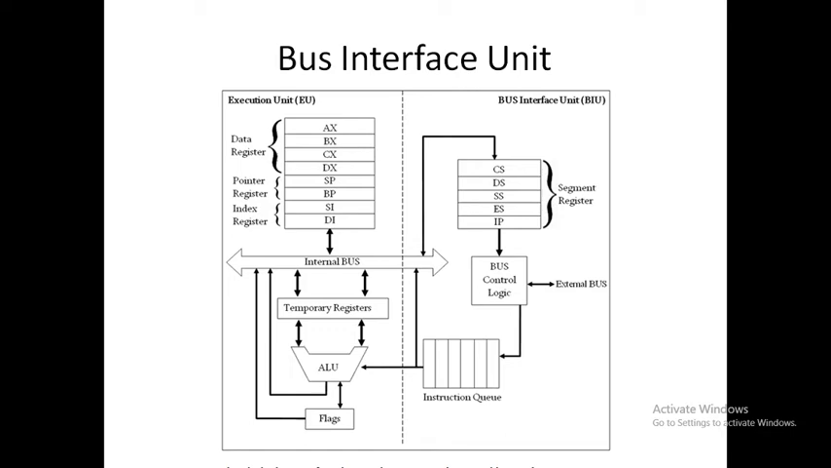This instruction pointer in the 8086 microprocessor acts as a program counter. Program counter, in 8085 we have studied what a program counter is. It indicates the address of the next instruction to be executed. That means the address from where the next instruction has to be taken.